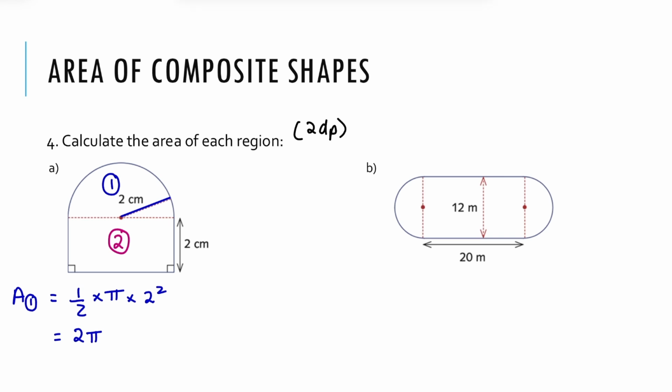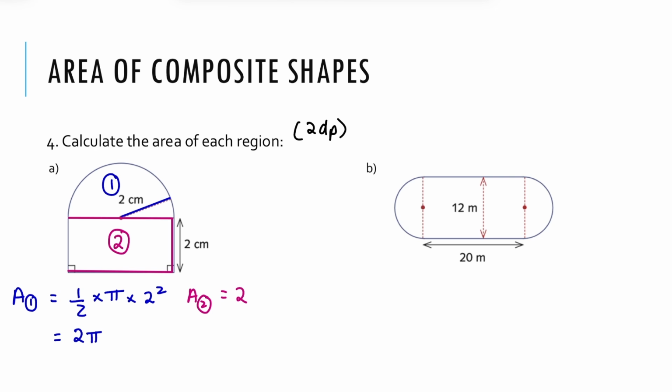Now I'm going to find the area of the second section, which is going to be a rectangle. So here, notice that I have this side here, 2. Now to find the length of this rectangle, can you see that it's also the diameter of the semicircle?